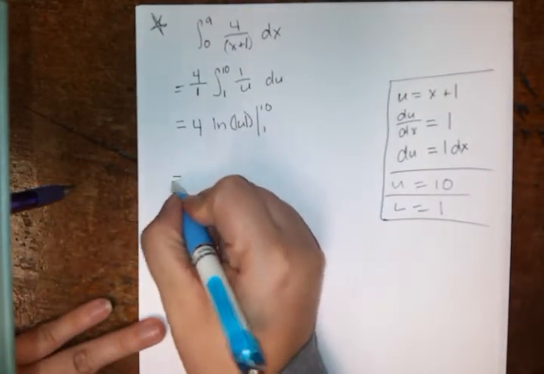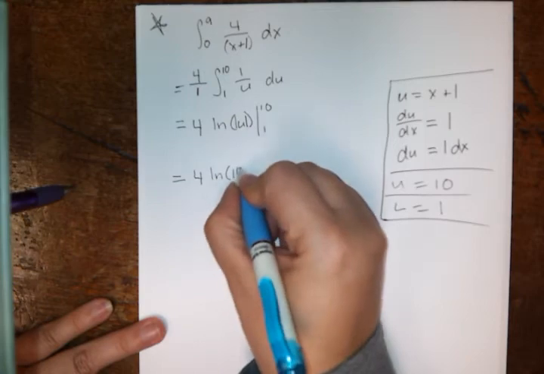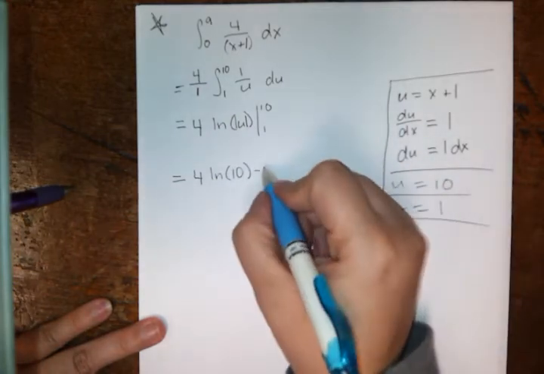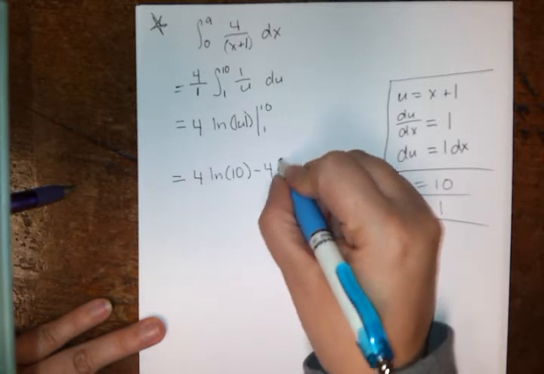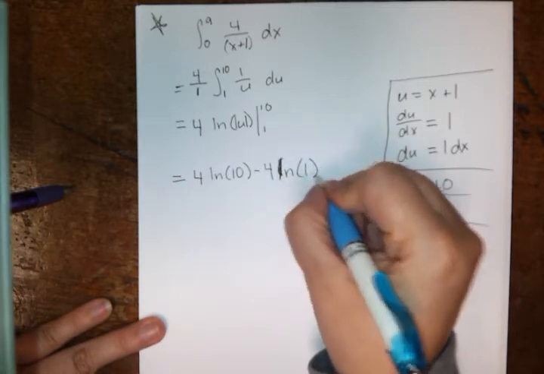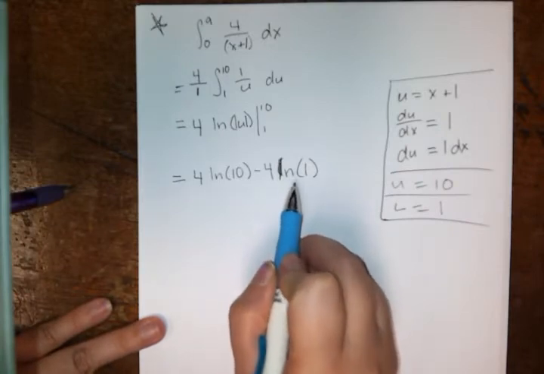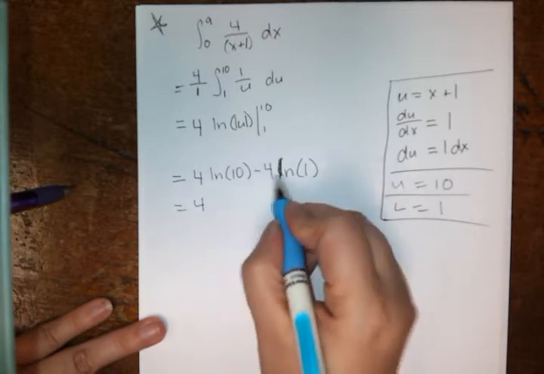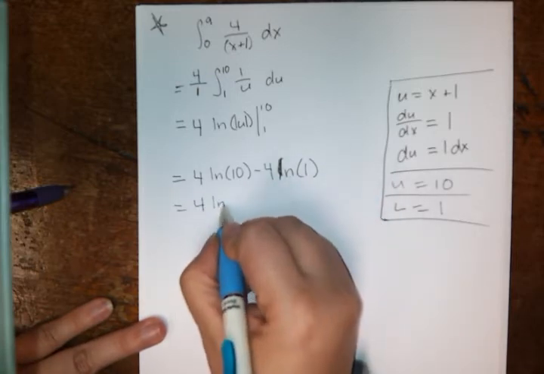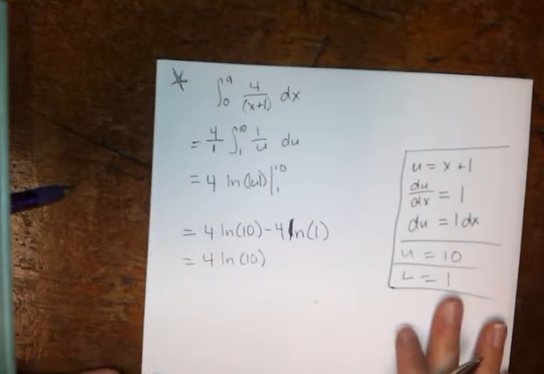So let's go ahead and plug things in. That's going to be 4 times the natural log of 10 minus 4 times the natural log of 1. Remember, we've talked about this a few times now. The natural log of 1 is 0. So my actual integral, because 4 times 0 is 0, is just going to be 4 times the natural log of 10. I've got my integral, but I got a star at the top of the page.